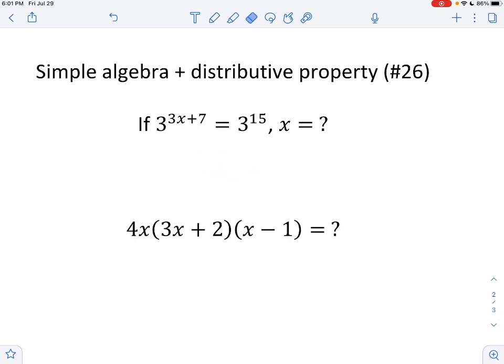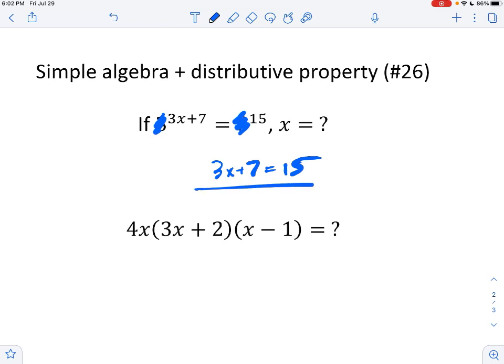Like in order for 3 to the 2 to be equal to 3 to the x, x has to equal 2. x can't be any other number, otherwise it's not equal, right? So in this case, you can ignore the 3's. Ignore the 3's here. So it's just 3x plus 7 equals 15. Maybe this is one of the skills I should have done earlier in the series because it's very simple. It's one of the more important base skills you need to know.